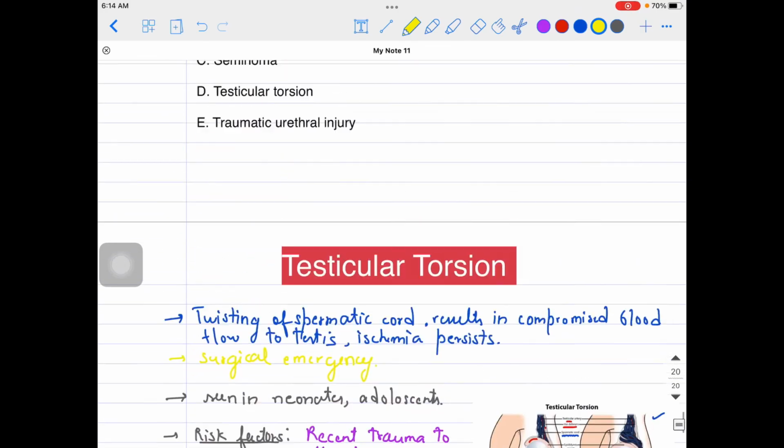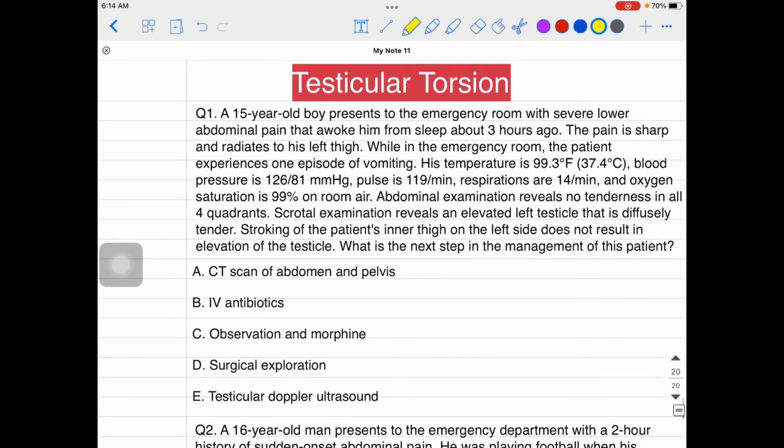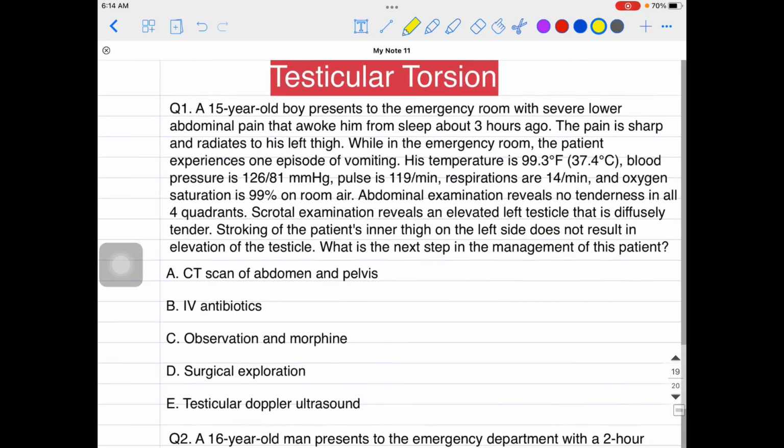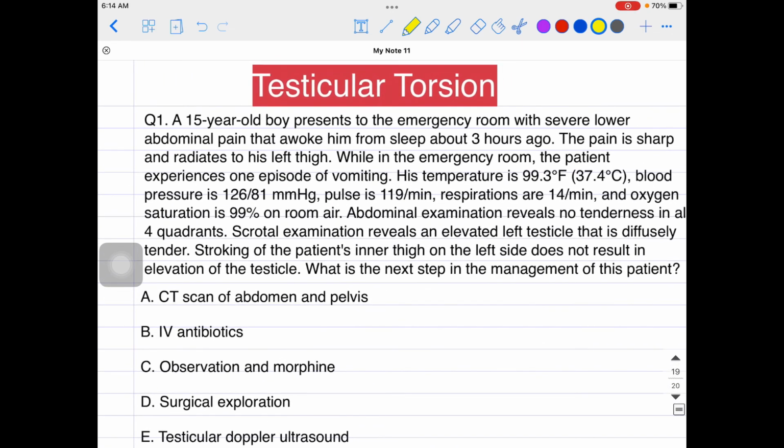Let me try some MCQs so that we can understand how to apply this knowledge in questions. Let's take this particular MCQ. A 15-year-old boy, as I said, adolescents are very much affected here, or the neonates, presents to the emergency room with severe lower abdominal pain that awoke him from sleep about 3 hours ago.